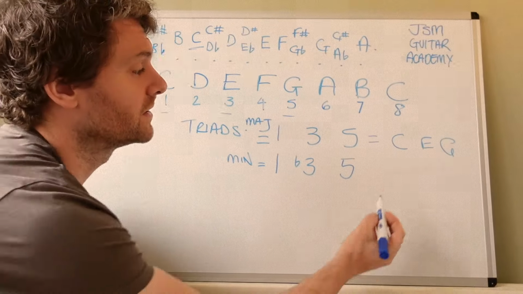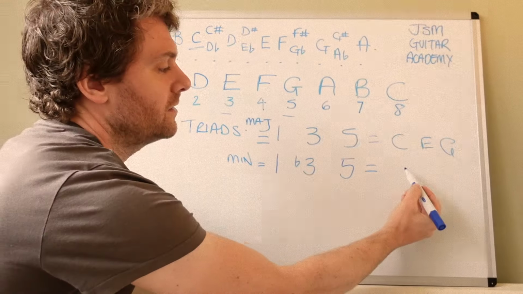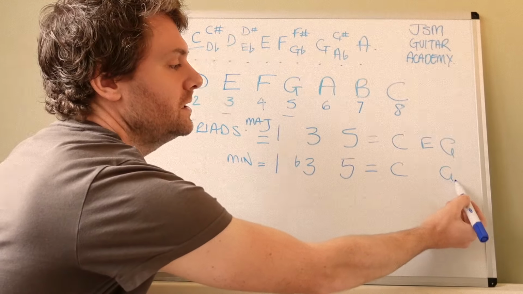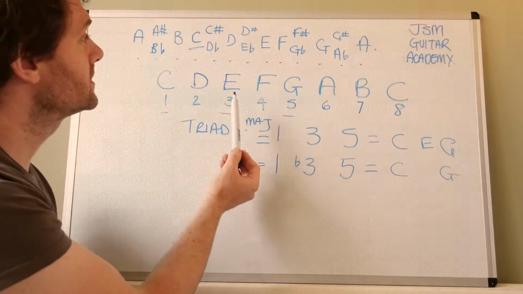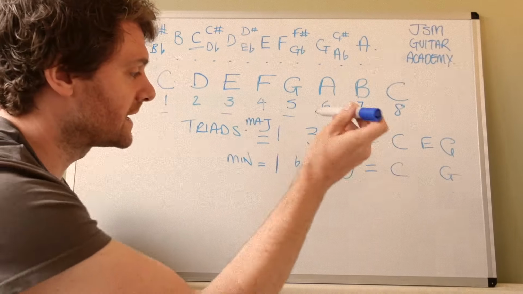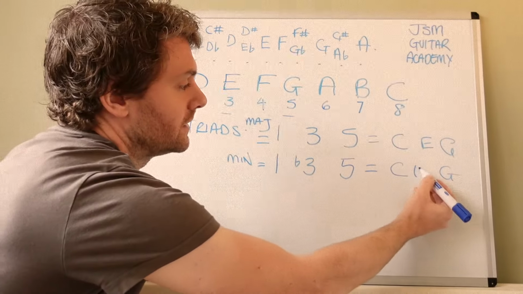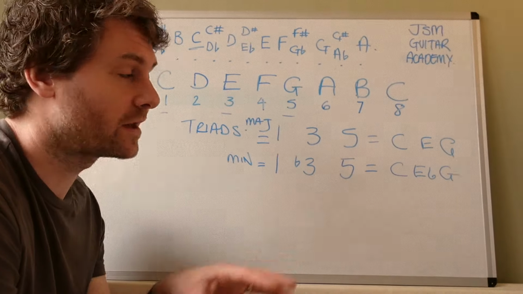If I flatten my 3rd in the key of C, let's take a look at what happens. First of all, let's take our 1 and our 5 again, our C and our G. And if we flatten our 3rd, 1, 2, 3, that's our E. Take a look up here, take our E, we're going to flatten it. That comes down a semitone to an E flat. So we're going to add an E flat into that.